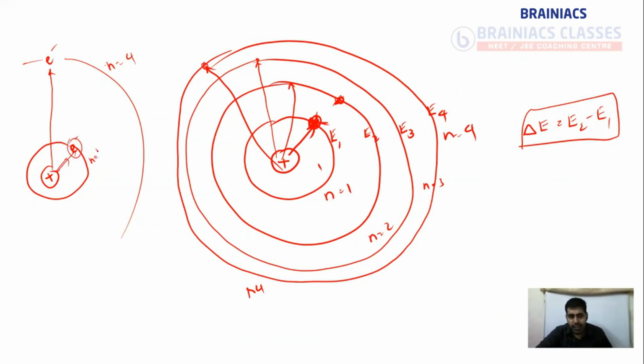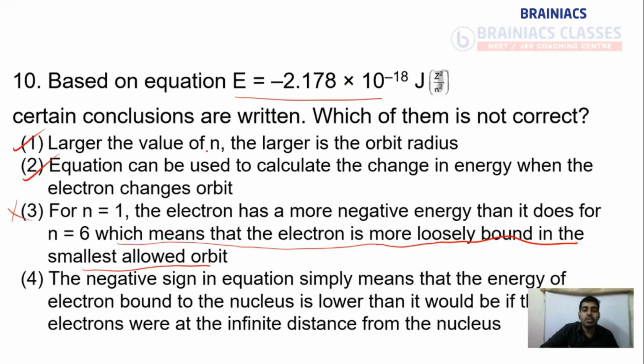In n equals 1, the lowest orbit, they are strongly attracted. They are not loosely bound. But as the distance from the nucleus increases, electrons are loosely bound and their attraction decreases. So this one is wrong. So the answer is option 3. Anyway, we can check the fourth one also.